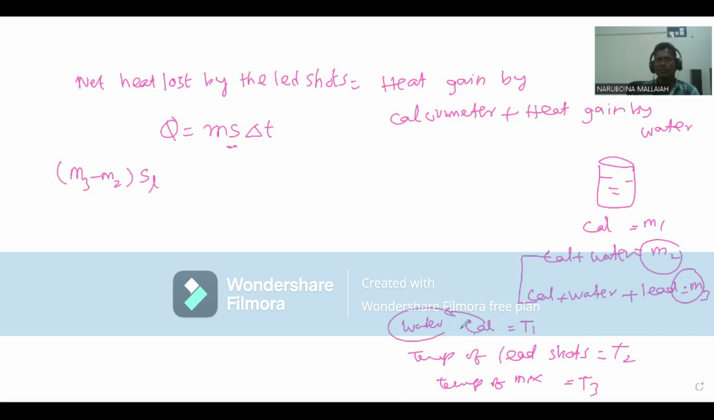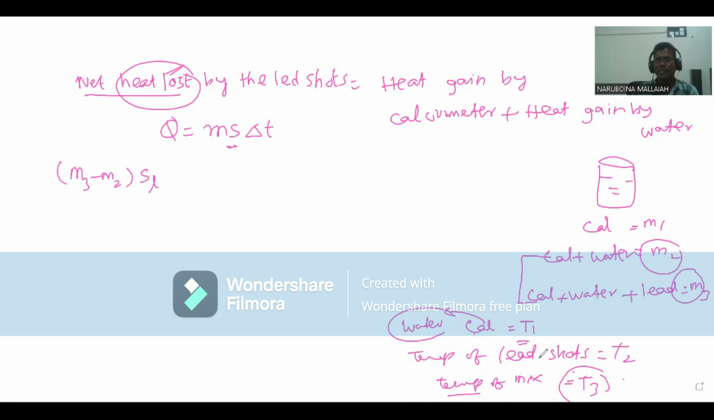So recall this point. Temperature of water present in the calorimeter is T1. Temperature of lead shards, that is T2. After placing this hot lead shards in the calorimeter, its temperature becomes T3. Now here, net heat loss.